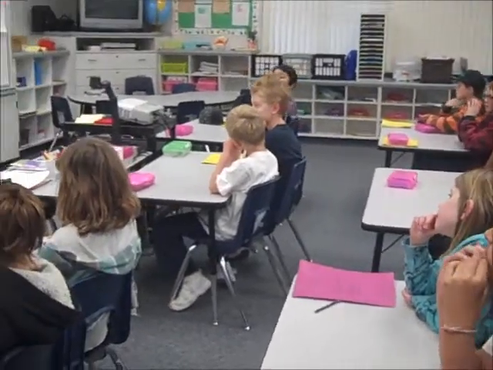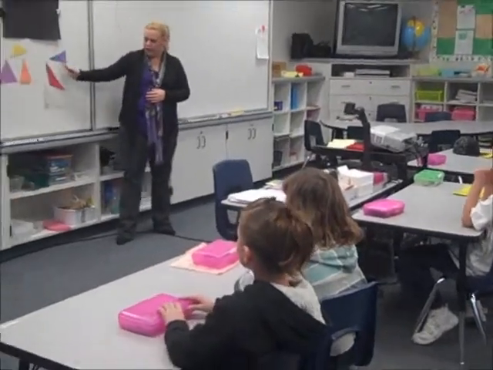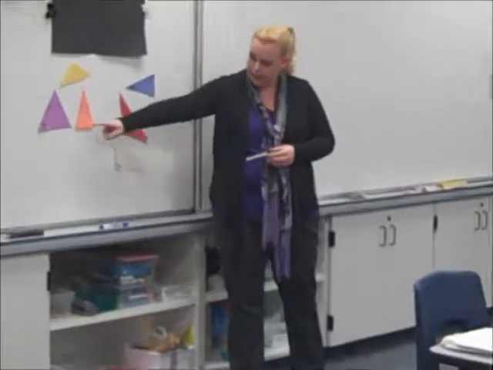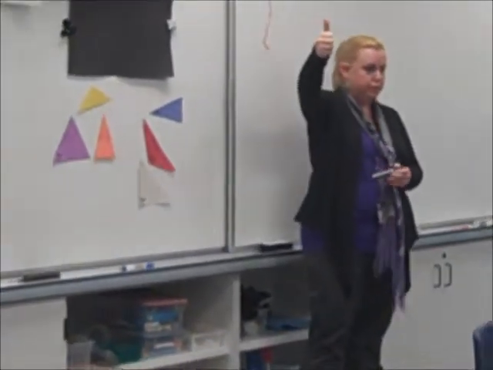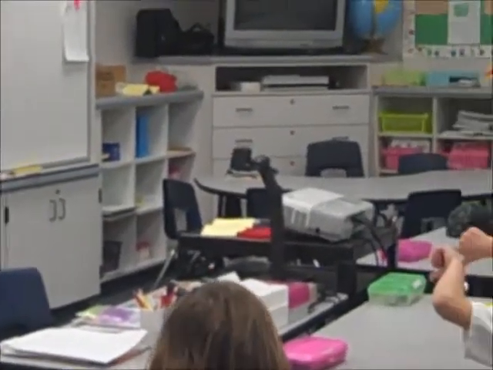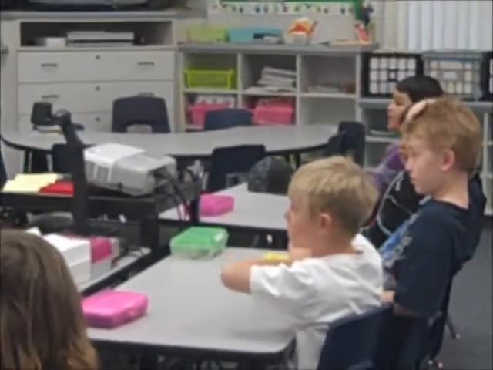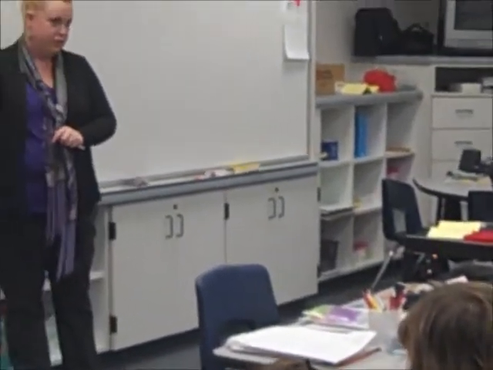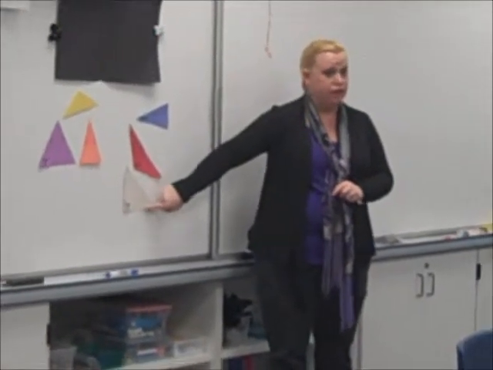Okay, so let's look at that one. Do you see the triangles that are up here? What color triangle is a right triangle? Purple. This one? Thumbs up if you think it's purple. Thumbs down if you think it's a different color. Okay, the people that have their thumbs down, what color do you think it is? Blue. Red. Orange. Gray. Yellow.